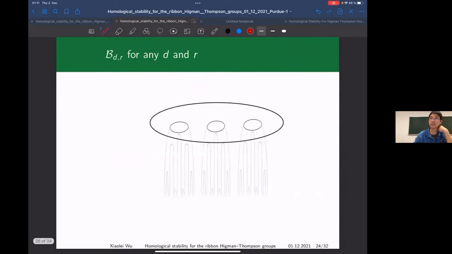And then you can also define it for general d and r, just by increasing the number of roots. In this case, you have a d-holed disk and then attach a disk minus Cantor set with rigid structure. And to increase d, instead of using pants, you can use this kind of thing.